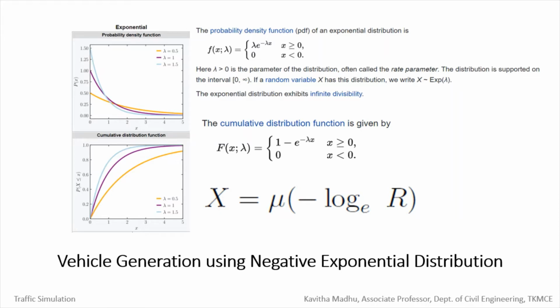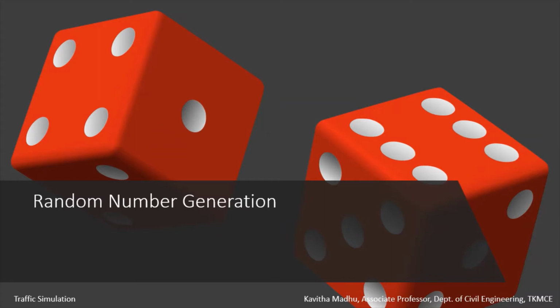Random number generation is an essential part of any stochastic simulation model, especially in the vehicle generation module. There are numerous methods, in terms of computer programs, that have been devised to generate random numbers. Therefore, headways can be generated using the above expression by giving a random number and the mean headway as input variables. We can then go on to generate the vehicles. So let's see more about random numbers.